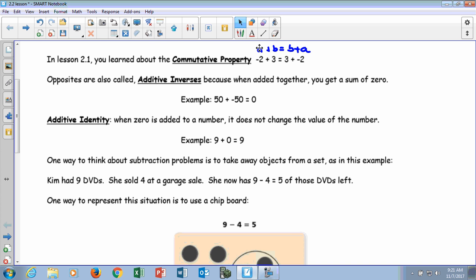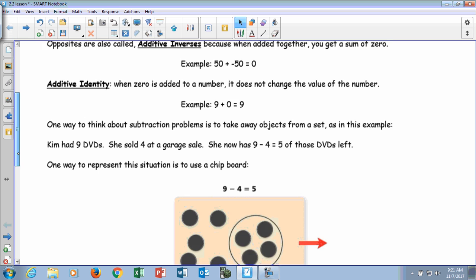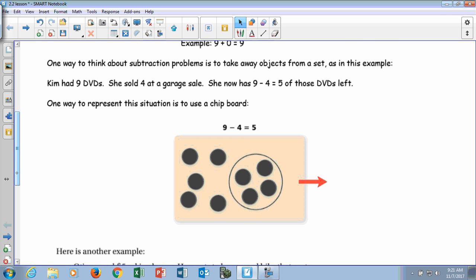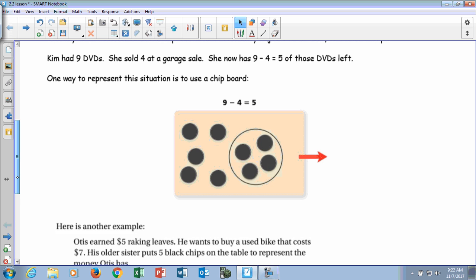So one way to think about subtraction problems is to take away objects from a set. Think about this. Kim had 9 DVDs. She sold 4 at a garage sale. She now has 9 minus 4 equals 5 of those DVDs left. This is how they used it on the chipboard. Here's the 5. They took the 4, slid it away, and you got 5 left. Pretty easy example, right?